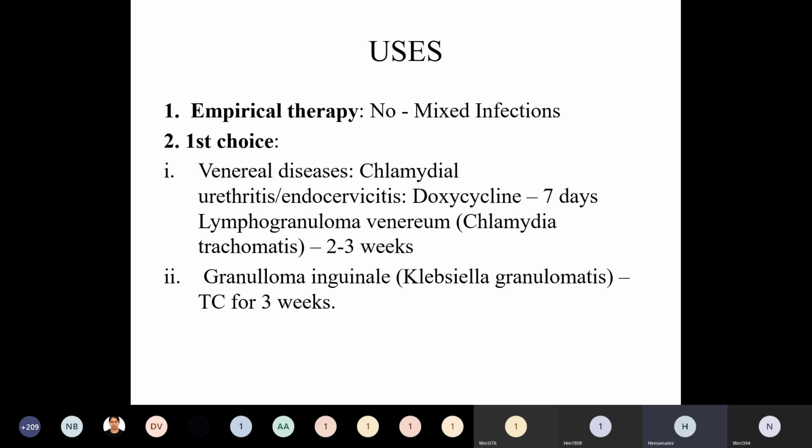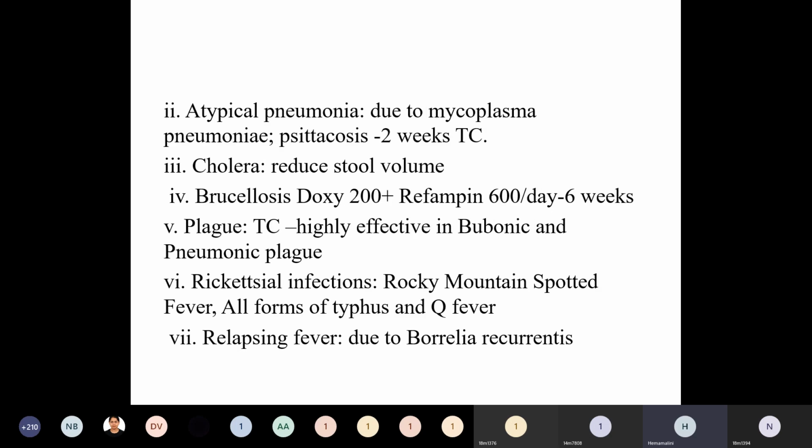Coming to the uses, the first use is empirical therapy. Nowadays it is not used, but maybe for initial treatment of mixed infection you can use tetracycline. Tetracyclines are used as the first choice of drug in venereal diseases: chlamydial urethritis, endocervicitis. Doxycycline 100 mg is given for 7 days. The next use is in granuloma inguinale, given for 3 weeks. And atypical pneumonia due to Mycoplasma pneumoniae, given for 2 weeks.